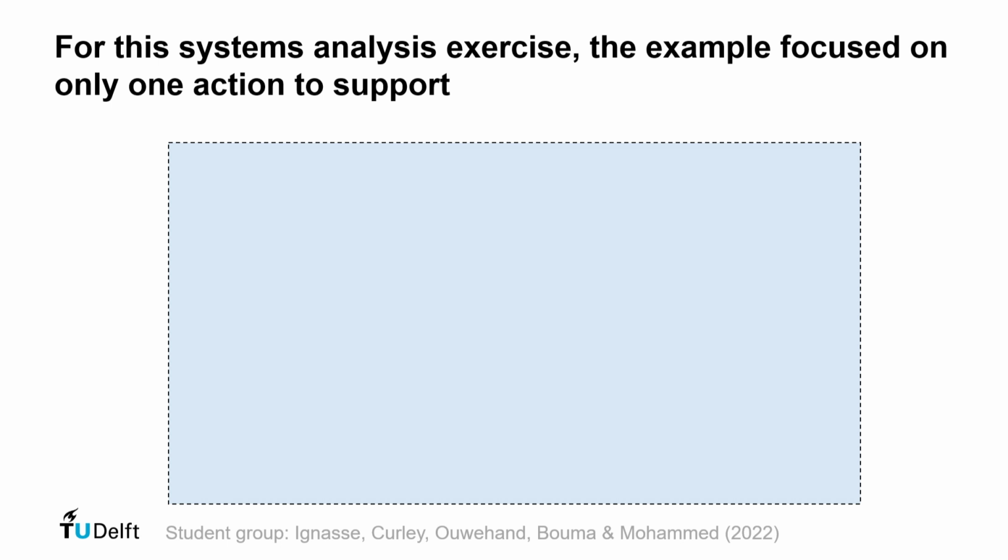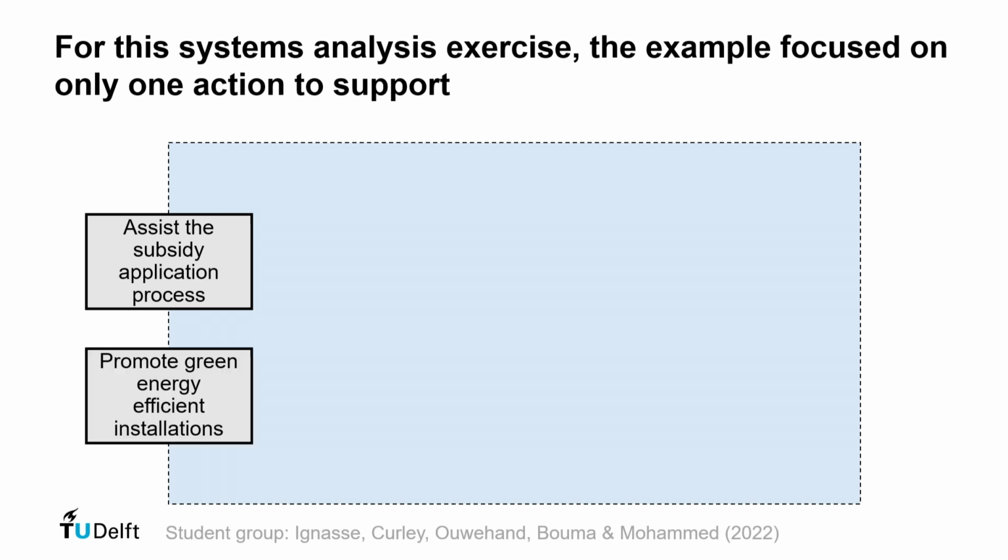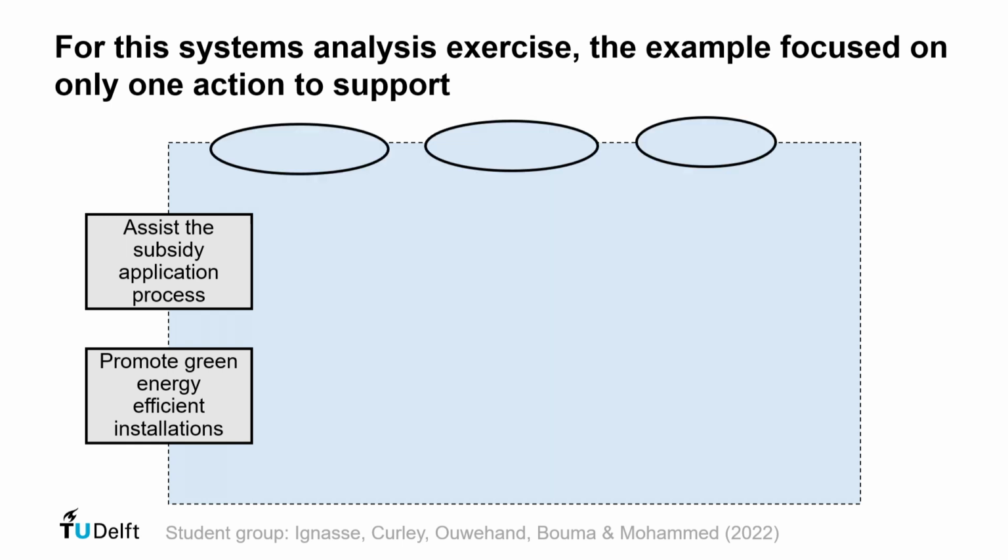For the systems analysis exercise, the example we illustrated so far focuses on only one action to support. However, each student in the group repeated the exercise with a different means or policy intervention. For example, assist the subsidy application process or promote green energy efficient installations. The students discussed each on a separate diagram so that they could agree on the problem exploration without overwhelming their case owner with the factors of all possible means in one diagram. The process implied adjusting the problem statement and changing some of the external factors and objective indicators, which we will not illustrate in this video.